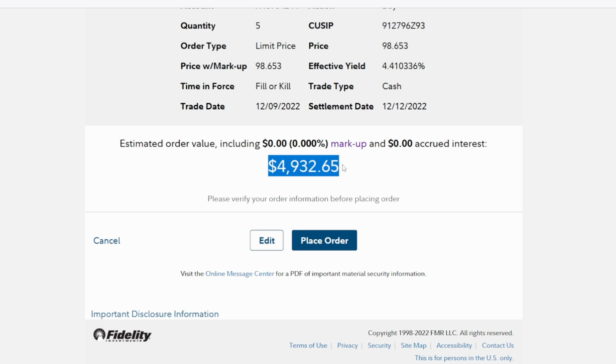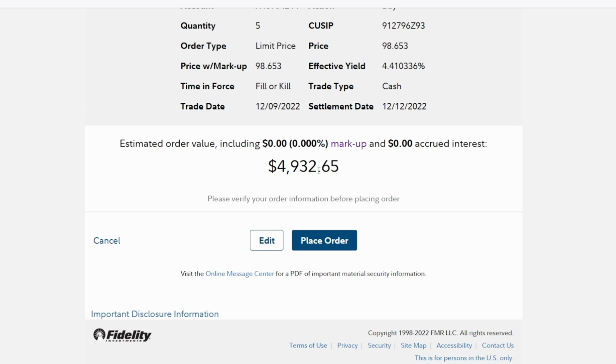So this is good. They show you the exact amount of money that you're putting out. Effective yield 4.41. Fill or kill. Price with markup. So zero markup. Now, even though I'm buying $5,000 worth of bonds, I'm only paying $49.32. And so that $67 or so difference is my interest. And if you want to see if this number makes sense, it is December 9th. So this bill will mature, I think it was April 1st.